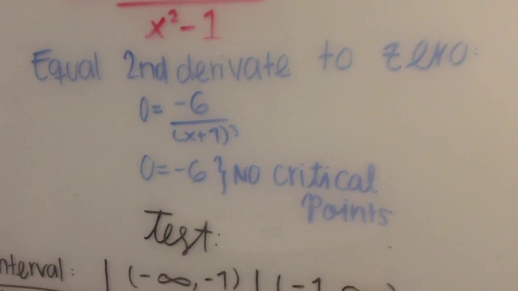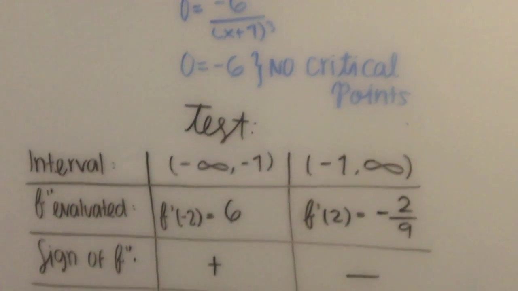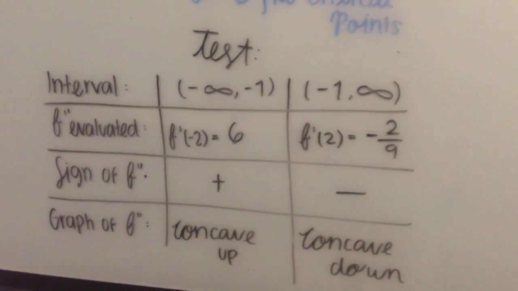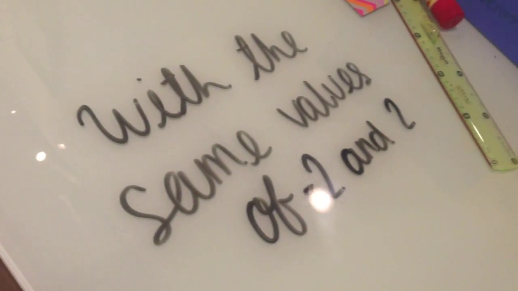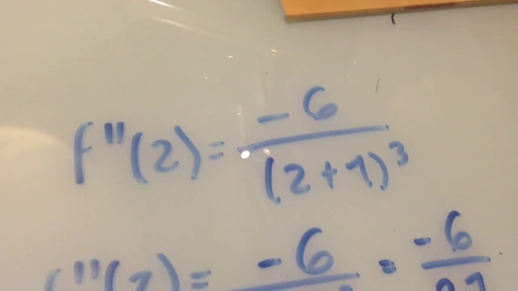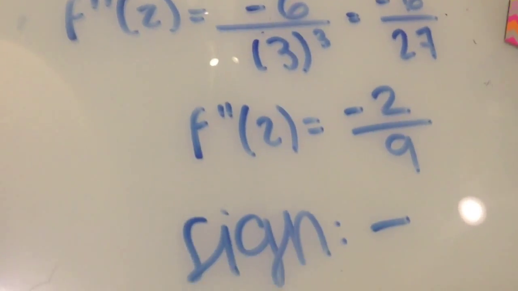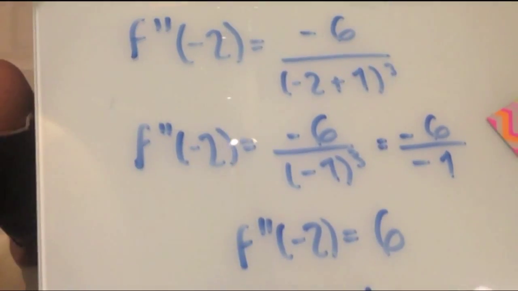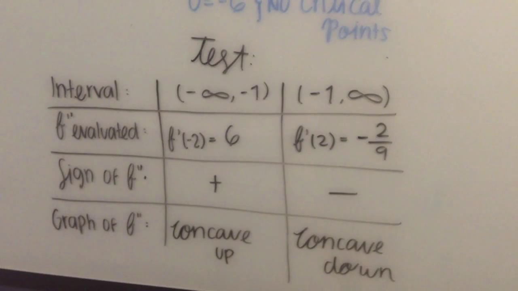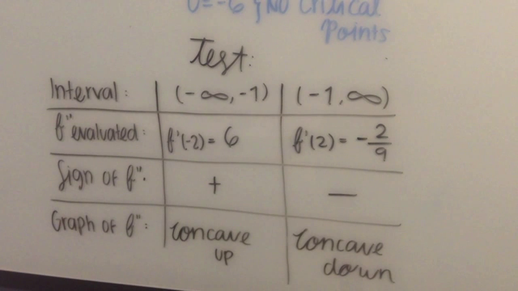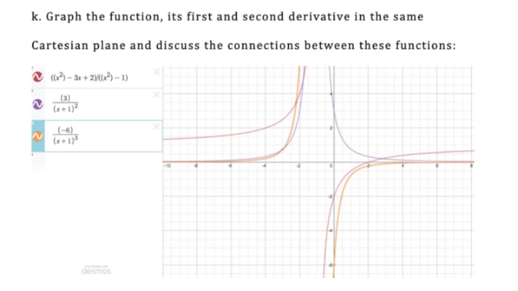Since there's only one critical point and it's the gap, we use the same smaller and bigger points, -2 and 2. One point had a positive sign and the other one had a negative sign. This means that one goes concave upwards and the other one goes downwards, and this can be seen in the graph. Here's a comparison between the original function and the first and second derivative.